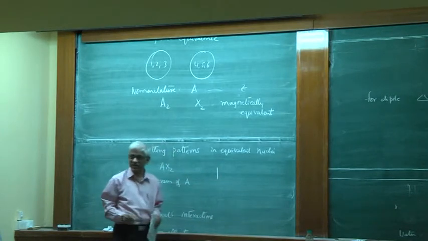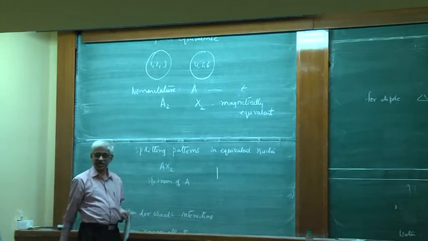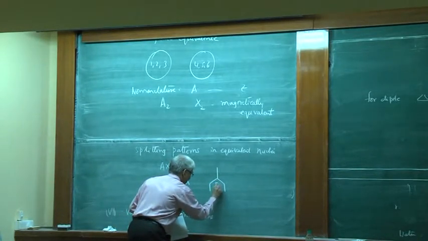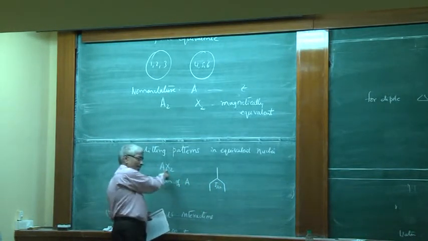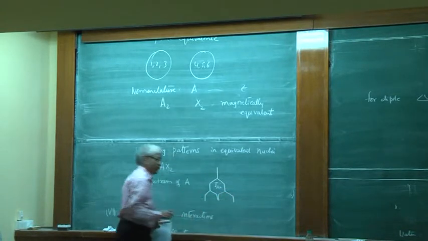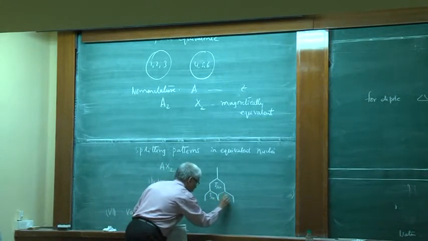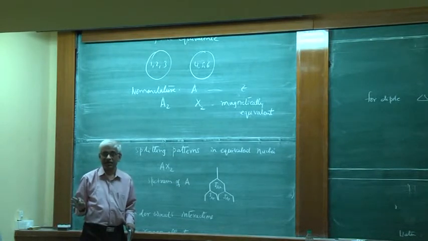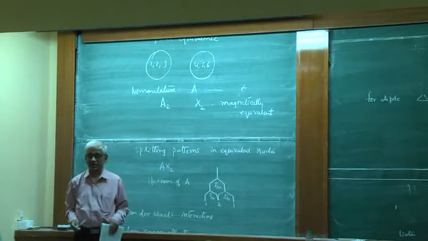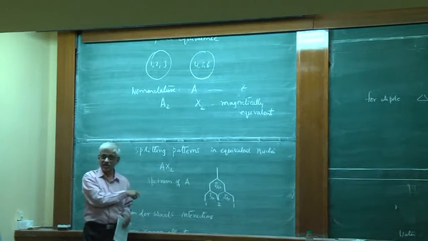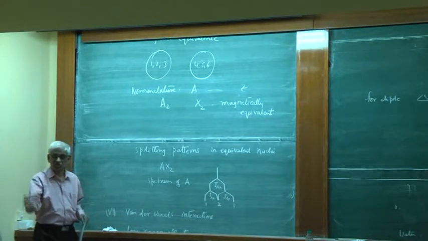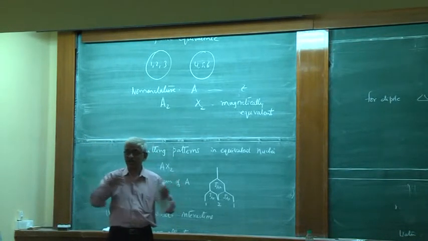How do we typically write? Let's say in the absence of coupling I have one line, and now there are two X's here, so I will have one splitting due to JAX, and there will be coupling to the other X also, so it is further split into two. This is also JAX. So you will get a three-line pattern. These are equivalent spins, right? And therefore these will automatically be in the ratio 1:2:1. If I had AX3, what do you get? 1:3:3:1. So essentially it goes with the binomial coefficients.